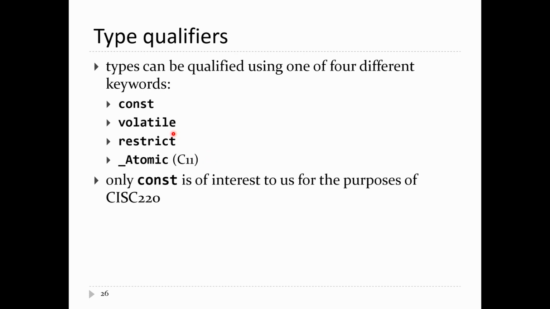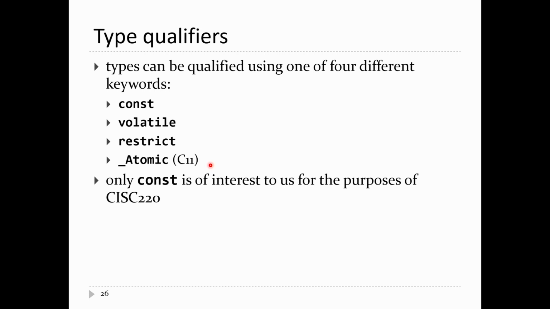Volatile and restrict are needed to tell the compiler that it can or can't do something when it tries to optimize the code. Atomic is related to threading, which you'll learn about in operating systems if you take that course, the third year operating systems course.